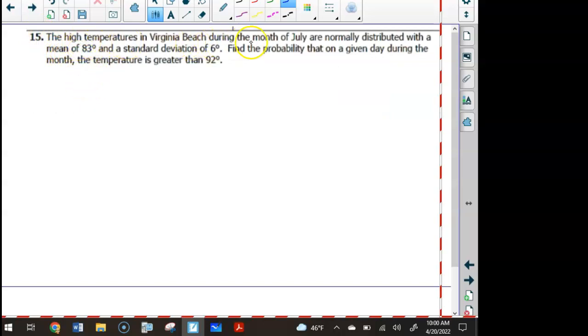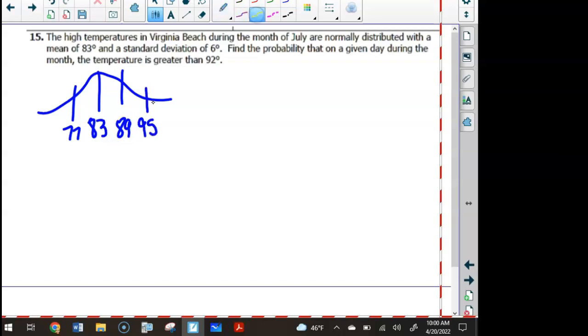The high temperature in Virginia Beach during the month of July are normally distributed with a mean of 83. I'm going to do a really rough little sketch here, and a standard deviation of 6. Find the probability that on any given day during the month the temperature is greater than 92. If I were to keep adding 6 here, do you see that 92 and above is somewhere in here? It's not hitting one of my nice little lines. Do you see what I'm talking about?